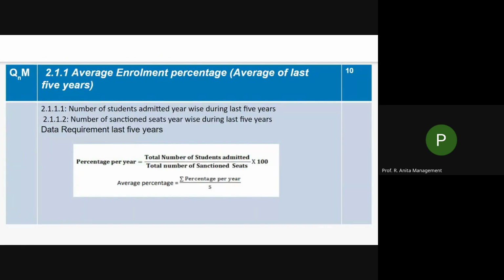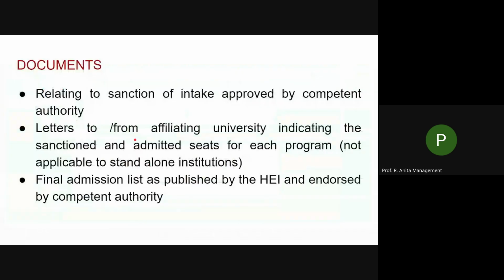Now 2.1.1 is related to average enrollment percentage. You have to take the average of the last 5 years, where you need to have the data related to the number of students admitted and the number of sanctioned seats. Now you need to have documents related to the sanction of intake approved by the affiliating university competent authority. And that is an important document which you also need to upload on your website.